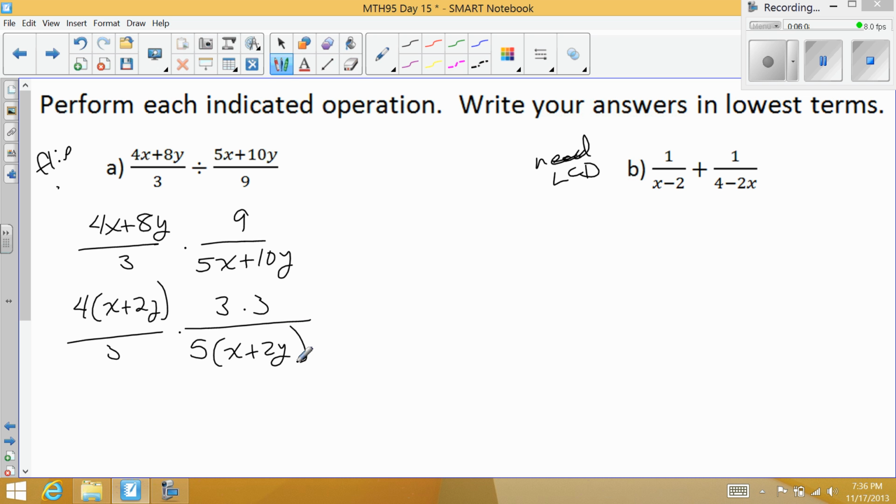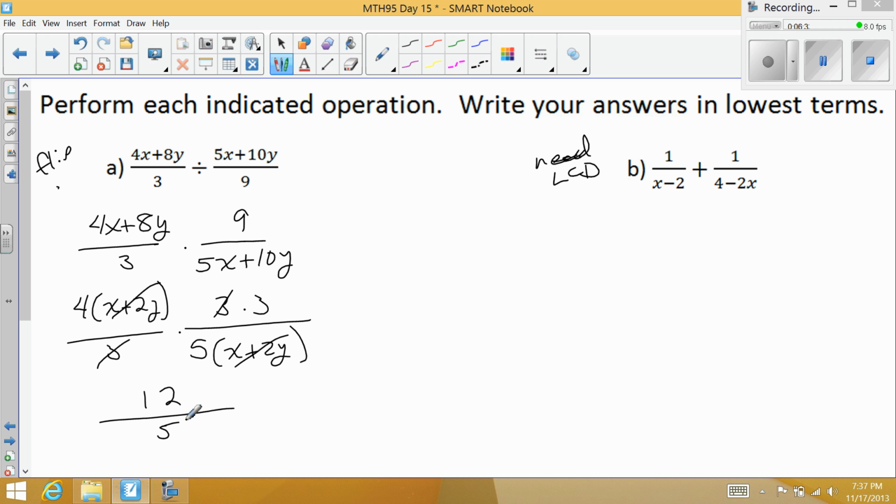Then I've got the fun part. Since it's now multiplication, it's all commutative, and so as long as I've got the same factor somewhere in the numerator as in the denominator, I can cancel them. So the x plus 2y jump right out at me. And then also I can reduce some 3's. That leaves me with a 12 up in the numerator and a 5 in the denominator.